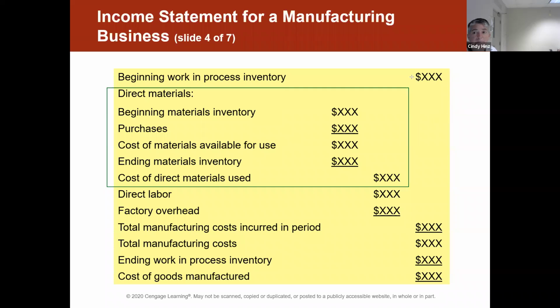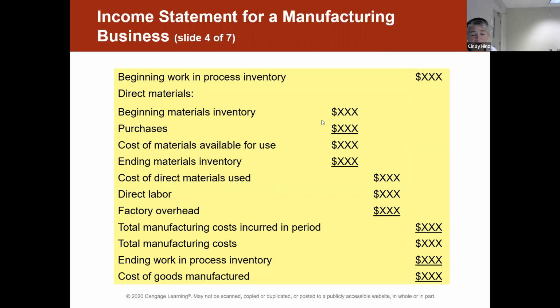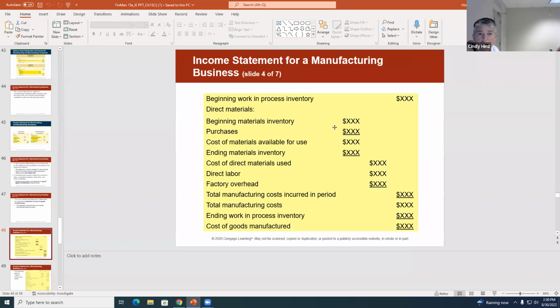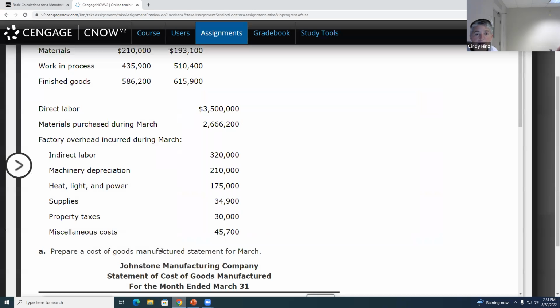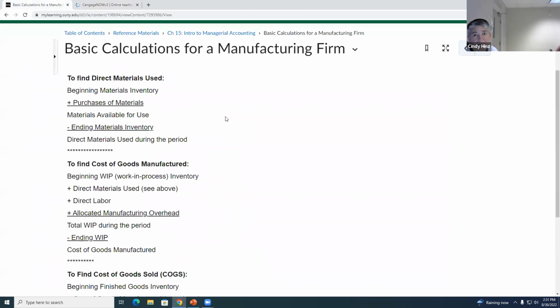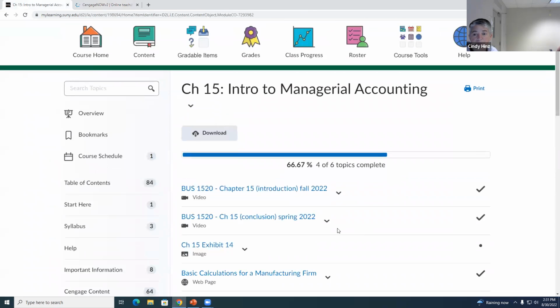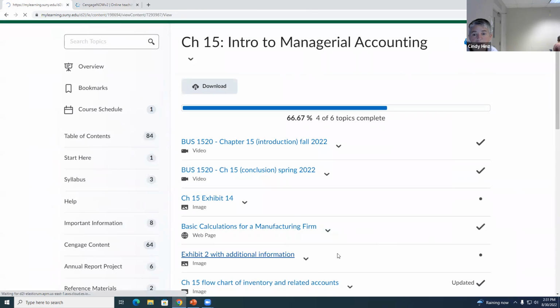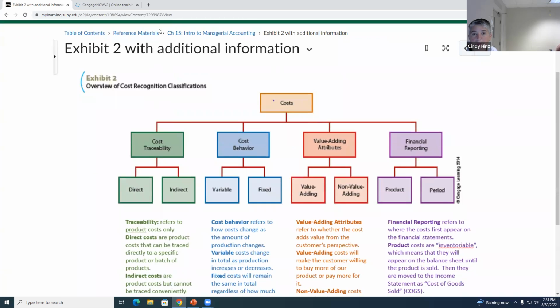What we're going to be doing now in our next exercise, exercise 8, is preparing a statement of the cost of goods manufactured. Again, we're going to be following this format and preparing our own. You may find it helpful then, you may not, to pull up the, whoops, I clicked on the wrong one.